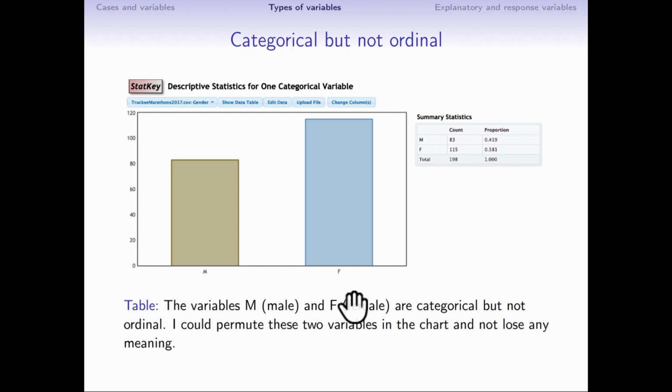And one nice thing about the visualization that we have here is we can immediately see, without getting into the exact numbers, that there are more female runners that day than male runners that day. Off to the side here, we can get the exact counts and proportions. So we have a total of 198 runners, 83 male and 115 female, and there are the corresponding proportions. All right, so this is an example of a pure category and not a quantity.